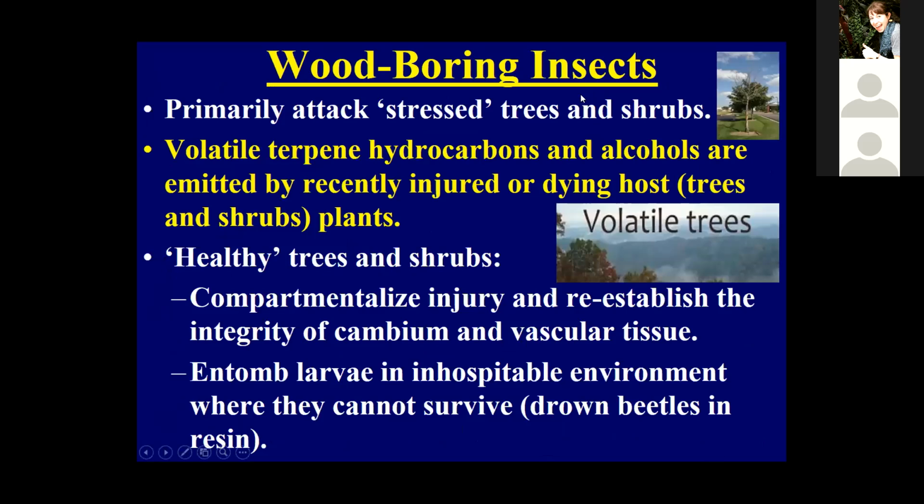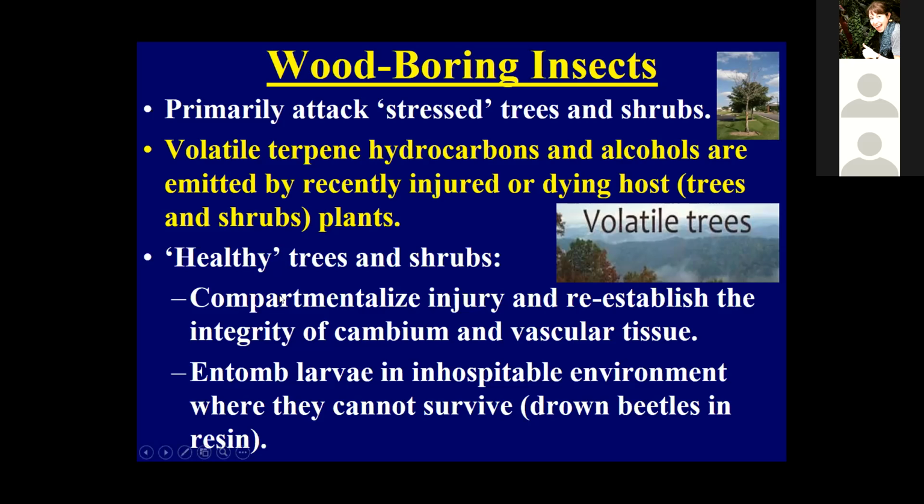So wood-boring insects primarily attack stressed trees and shrubs. The volatile terpenes, hydrocarbons, and alcohols emitted by injured trees lure these wood-boring insects to them. So they hone in on the volatiles that allows the wood-boring insect, beetles, or moths, or butterflies to land, lay their eggs, and start the process. Now, healthy trees can defend themselves.